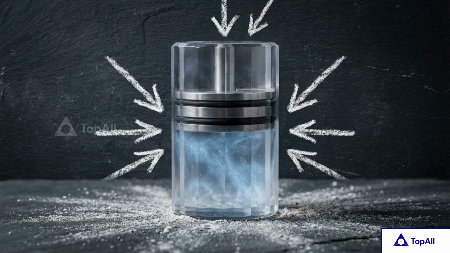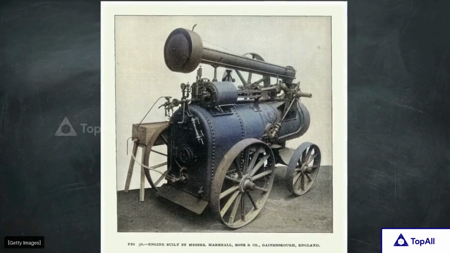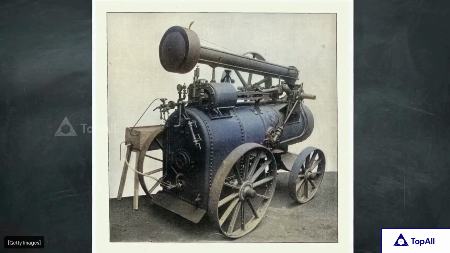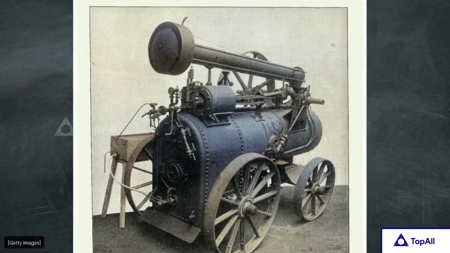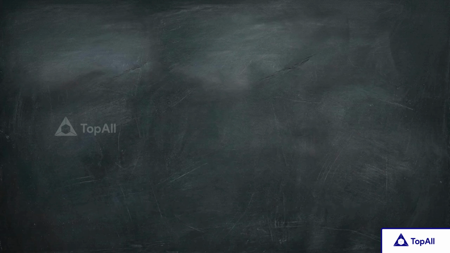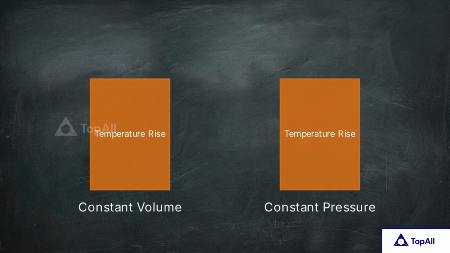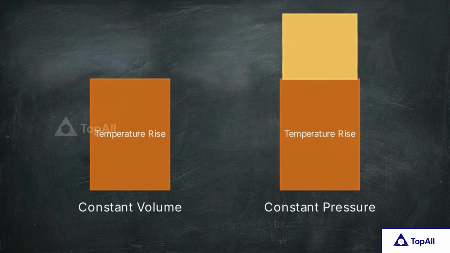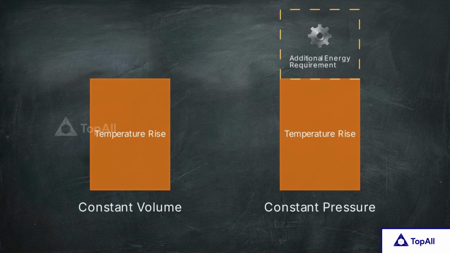Now, place that exact same gas in a cylinder with a movable piston resting on top. As the gas heats up at a constant pressure, it expands and pushes the piston outward. This is the mechanism that powers a steam engine. The gas uses a portion of the incoming heat to perform the physical work of moving the piston. To achieve the exact same temperature rise at a constant pressure, you have to supply more total energy than you would for a constant volume, because you have to pay the added energy cost of mechanical work.